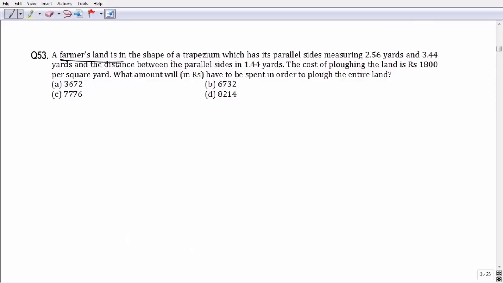It says that a farmer's land is in the shape of a trapezium, which has its parallel sides measuring 2.56 yards and 3.44 yards, and the distance between the parallel sides is 1.44 yards. Now the cost of plowing the land is 1800 rupees per square yard. Then what will be the amount that he has to spend in order to plow the entire land?